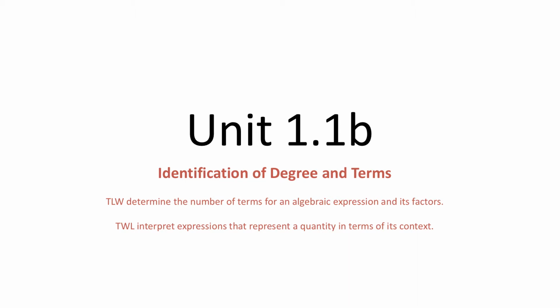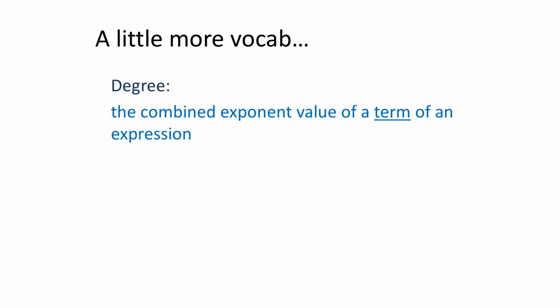So if you haven't watched that video, please watch that video first, so that we can go ahead and identify expressions. So the first thing that we're going to look at is the degree of an expression. Now, the degree of an expression is basically the combined exponential value of a term. Now, I underlined this word term because it's just one piece of an expression. It's not the entire thing.